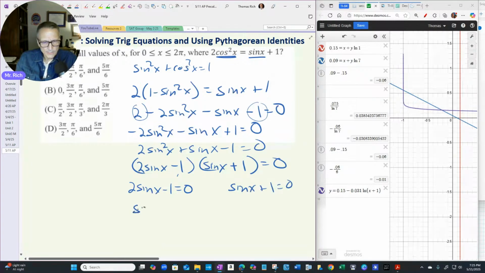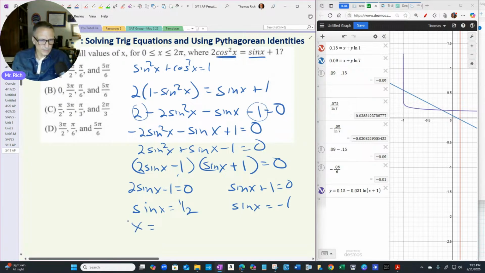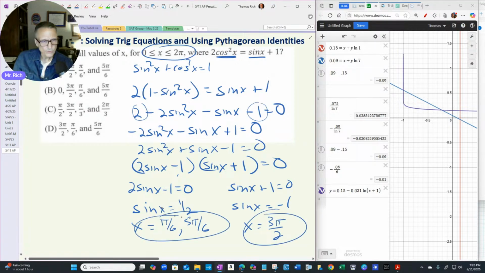So this is going to be sine x is equal to 1/2. This is going to be sine x is equal to -1. So this requires you to know your unit circle. Where is sine going to be 1/2? That's going to be in the first and second quadrants, pi over 6 and 5 pi over 6. -1 is for sine. Again, we're only looking in this interval right here. That's going to be at 3 pi over 2. So it looks like there's only 3 solutions to this.